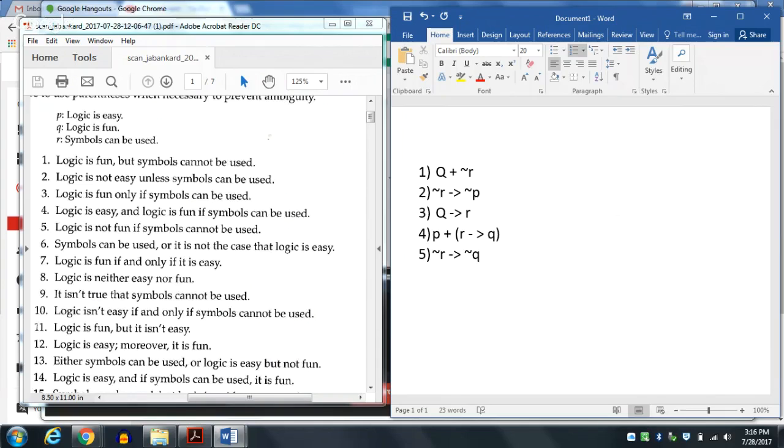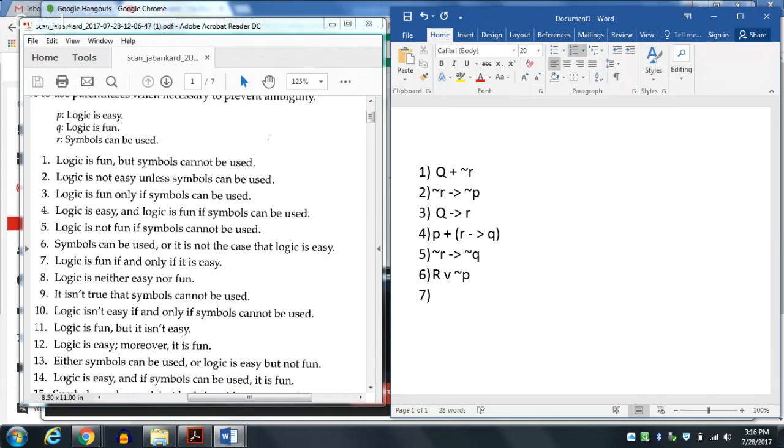If symbols cannot be used, then logic is not fun. I'll do one more here to maybe help. Symbols can be used, or it is not the case that logic is easy, right? Okay, symbols can be used, or. Remember the V is the or here, the disjunction. Symbols can be used, or it is not the case that logic is easy. We negate P here. It is not the case means we negate, right? And the or is in the middle.